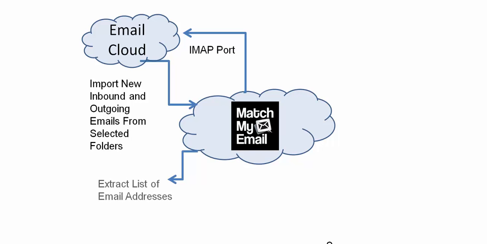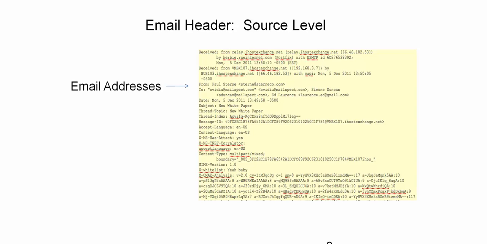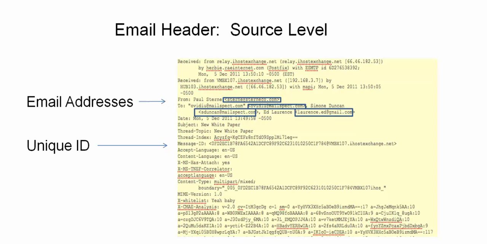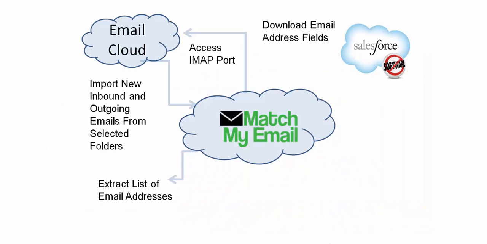From those emails, it extracts email addresses. The technology works by parsing the header. It finds the email addresses in to, from, CC, and blind CC. It finds unique identifiers so the email can be tracked, and downloads the attachment source code. Then Match My Email goes into the Salesforce cloud, and it downloads email addresses in the various records.